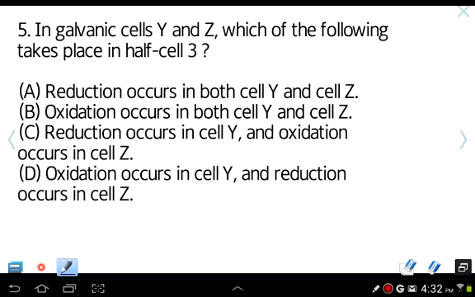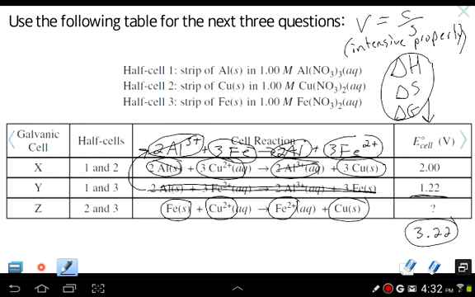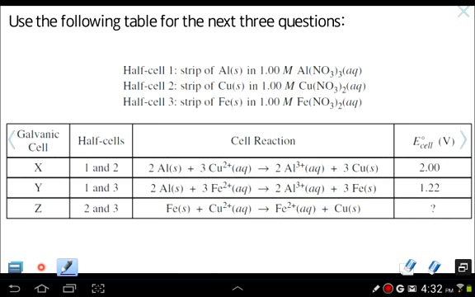How about this guy? In galvanic cell Y and Z, which of the following takes place in half cell 3? So let's go back and analyze our galvanic cell. Let me clean it up real quick here. Analyzing galvanic cell Y and Z, it's asking which reaction happens in half cell 3. Realize that each one of these reactions has 2 half cells, and because the one that's the same has to be iron, essentially it's asking us about iron.